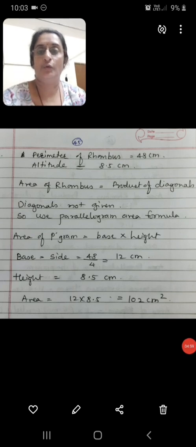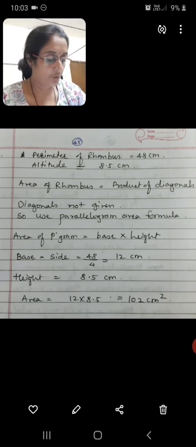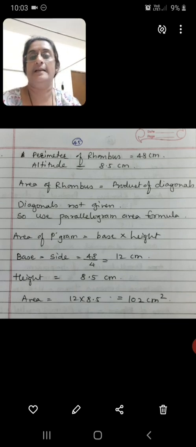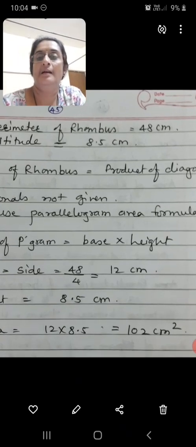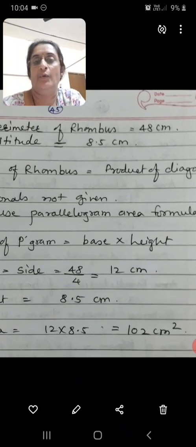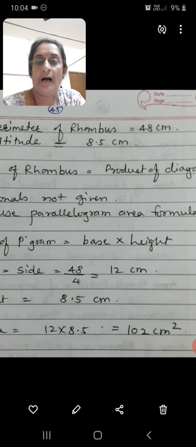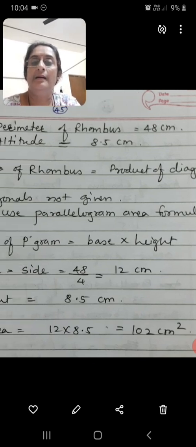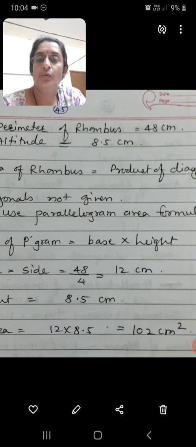Now let us go to question number 6. That is, find the area of a rhombus whose perimeter is 48 centimeter and altitude is 8.5 centimeter. So the perimeter of the rhombus is given, 48 centimeter, and the altitude is given, that is 8.5 centimeter. Children, do you know what is the formula to find out the area of a rhombus? That is half into the product of diagonals. But here the diagonals are not given. Fine. So what to do?